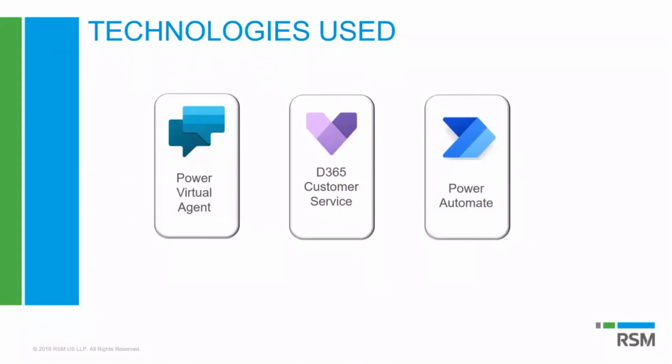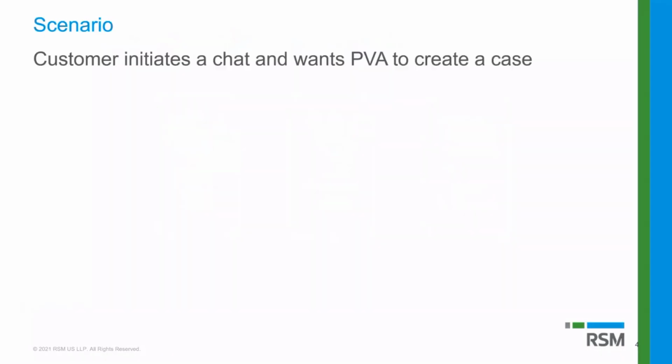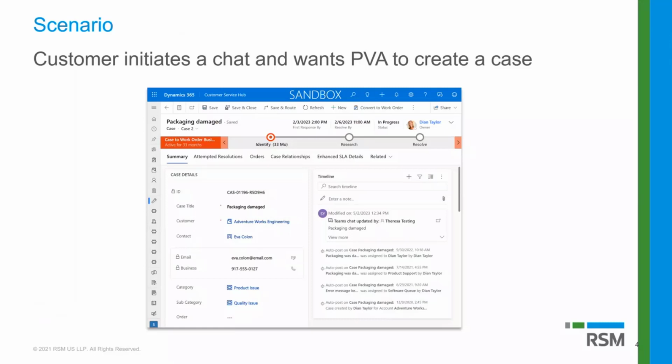This is what we're going to be talking about, using Power Virtual Agents and customer service and Power Automate all combined. And I want to talk a little bit about the scenario. I'm going to show you how a customer can initiate a chat with Power Virtual Agents, and then following some prompts, answering some questions from PVA, PVA is actually going to automatically create that case in Dynamics 365 customer service.